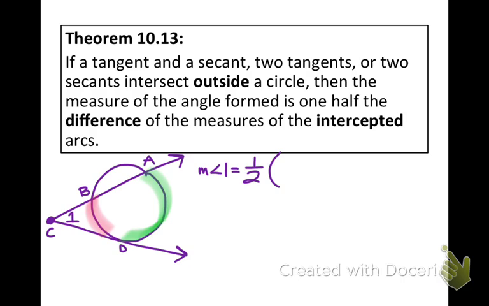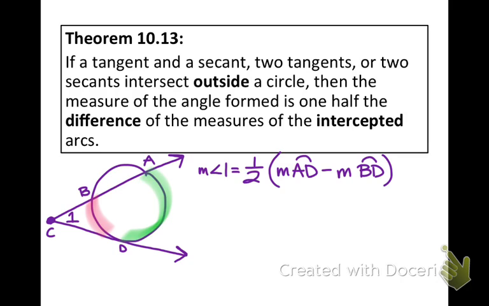Well, do you think you're going to do big minus small or small minus big? Big minus small. Yeah, because if we did small minus big, then we get a negative degree, which is not going to work out. So what would be the biggest arc? AD. Good. So the measure of arc AD minus the measure of arc BD. That's it. So you take 1/2 the difference of your 2 arcs.